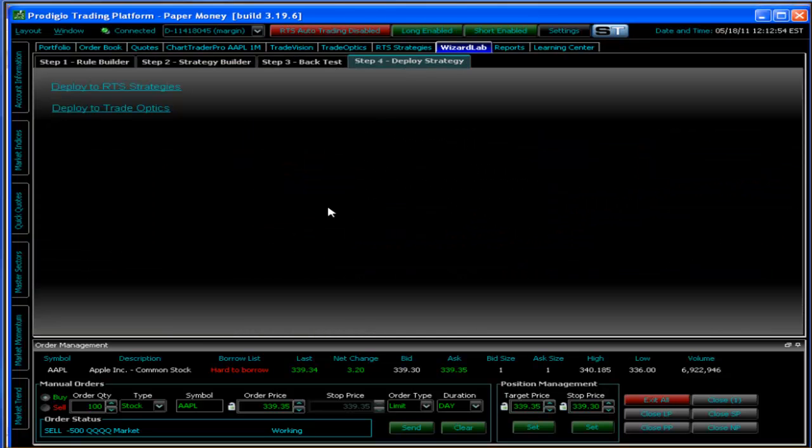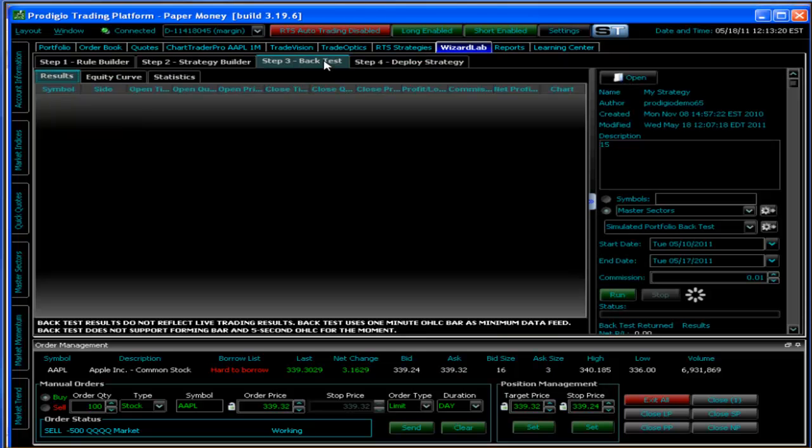In Wizard Lab, there's this Step 4, deploy strategy. You can deploy to two modes, RTS strategies or trade optics. What RTS strategies is going to do is that's going to be your real-time trading. That's where Prodigio is going to take the strategy and run it on your account, and it's going to use all of the rules and the strategy parameters that Shadow Trader defined earlier in Step 1 and Step 2.